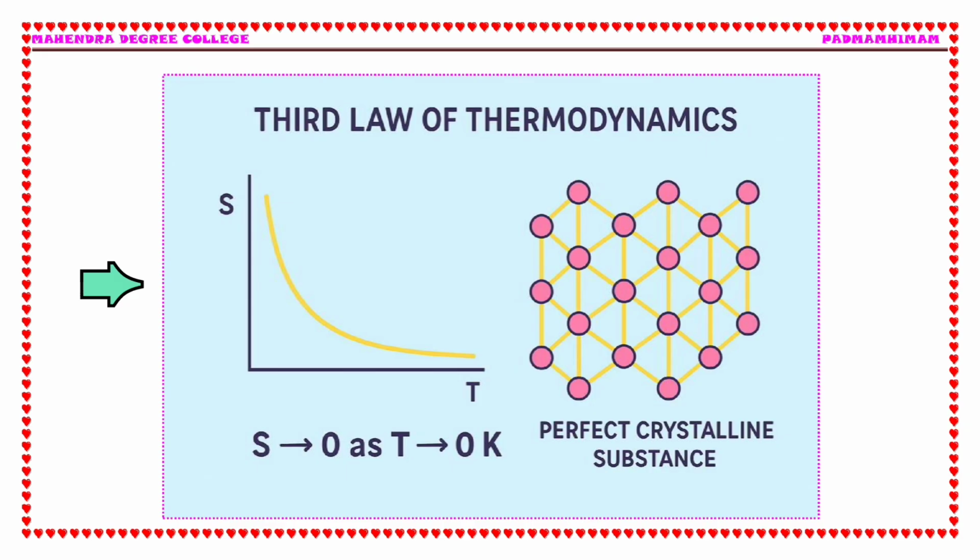Impossibility of absolute zero. While the third law states that entropy approaches zero at 0 Kelvin, it also implies that it is practically impossible to reach absolute zero in a finite number of steps.